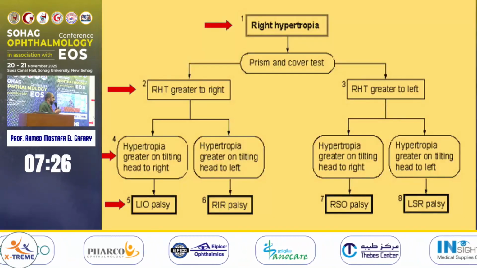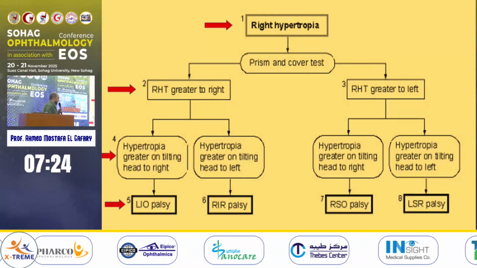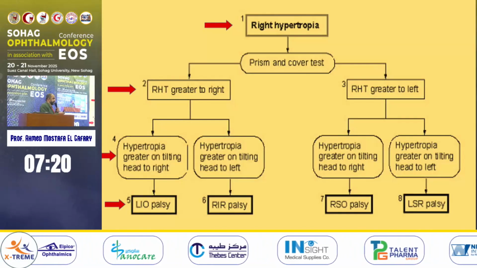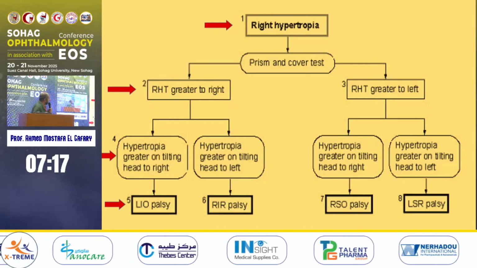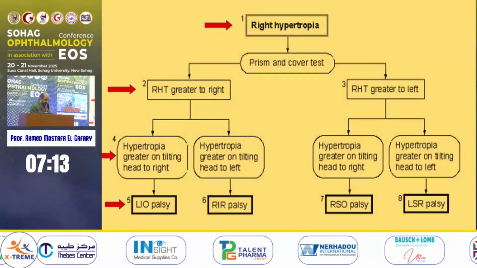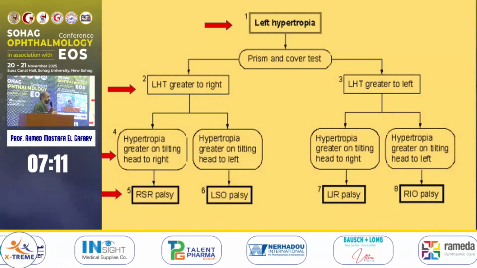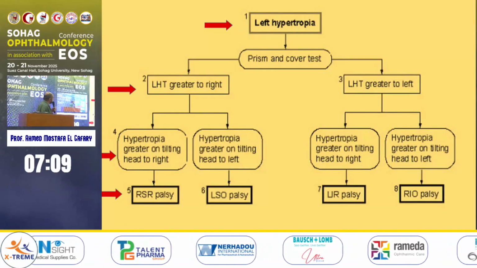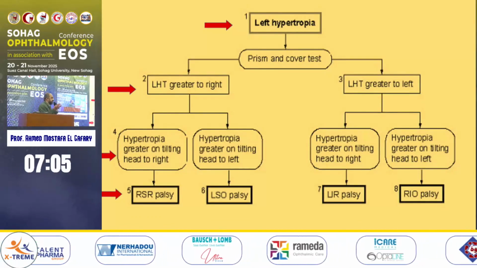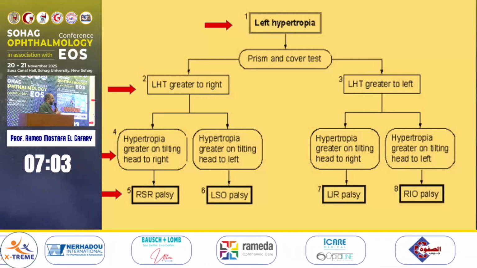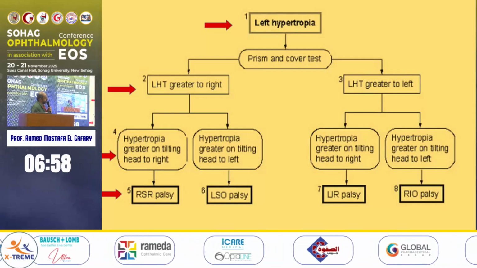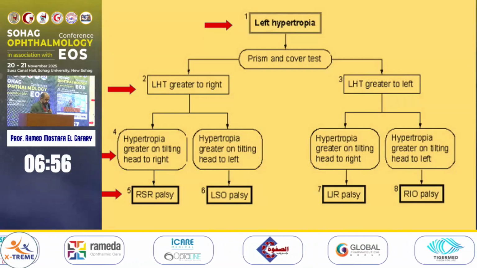we have a long differential diagnosis of hypertropia. The time is limited to discuss this point, but generally speaking, if right hypertropia or left hypertropia, we will ask the same three questions: if the hypertropic eye increases with adduction or abduction, and if hypertropia in the right or left eye increases with head tilting to the right or to the left.